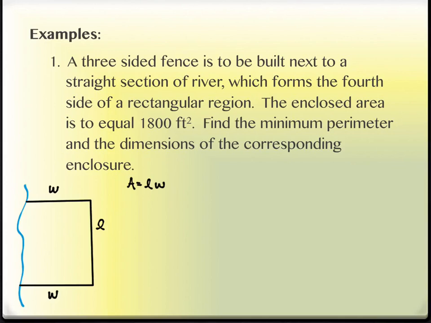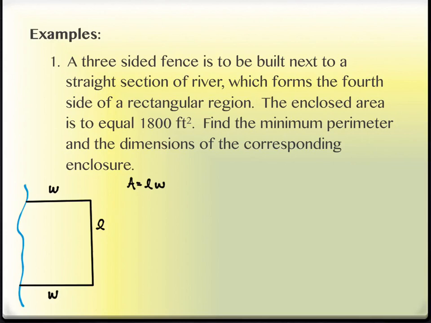Now, we don't have a complete rectangle here, right? We only have a 3-sided rectangle because the other side, we're not fencing along that side. And you might be thinking, well, why would you do this along a river? I don't really have a great answer, but if it were along the side of a barn or a fence that already existed, can you understand why you wouldn't necessarily need all 4 sides?